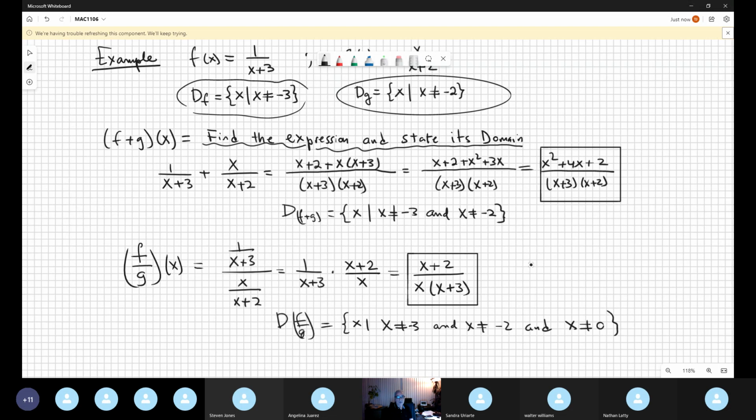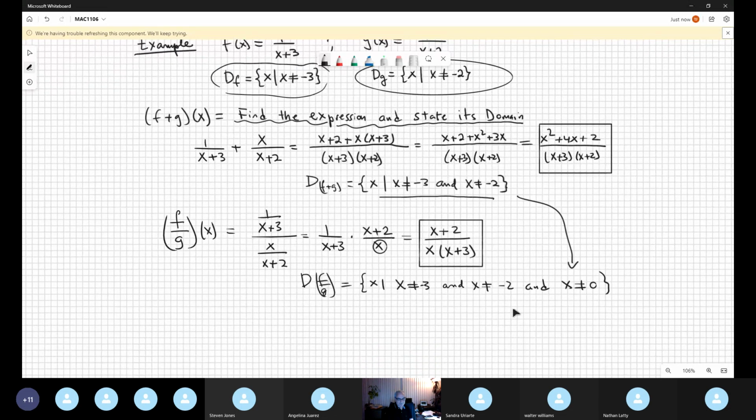Because 0 here would be divided by 0. So you copy exactly the same, and you include one extra: x not 0, because this denominator is 0. Is this idea clear or no? Yes. Okay. But I want to complicate a little bit more.